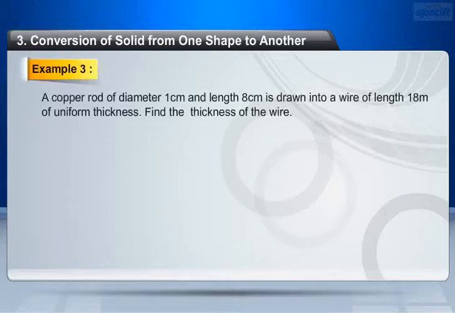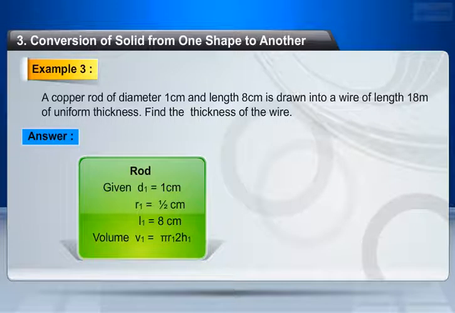A copper rod of diameter 1 cm and length 8 cm is drawn into a wire of length 18 meters of uniform thickness. Find the thickness of the wire. Answer. Given dimensions of copper rod are diameter D1 equals 1 cm. This implies that radius R1 equals 1 by 2 cm, since radius equals diameter by 2. Length L1 equals 8 cm.